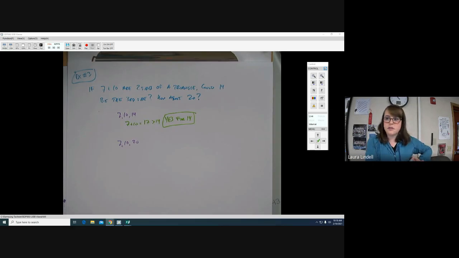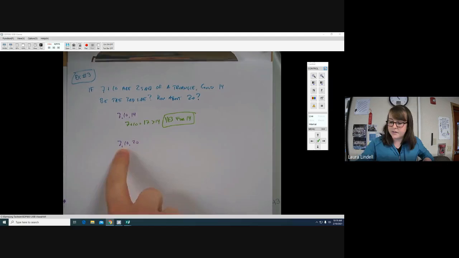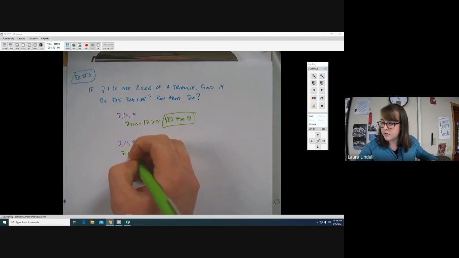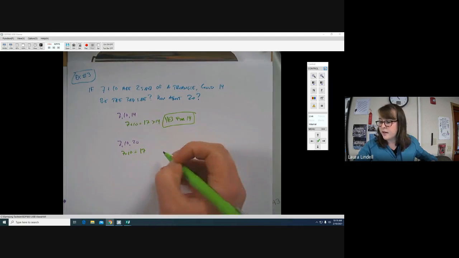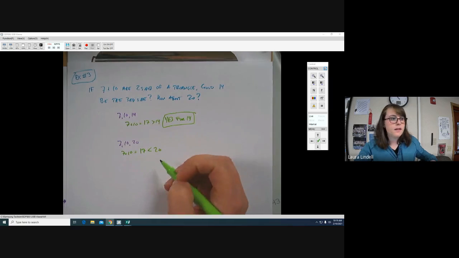All right, so far we've got mostly votes for no. Anyone else have an opinion here? Would 7, 10, and 20 make a triangle? All right, looks like we got all no votes so far, and you guys are correct. No, 7, 10, and 20 could not make a triangle because, same idea here, if I add 7 and 10, because those are my two smallest sides, we get 17, and 17 is less than 20.